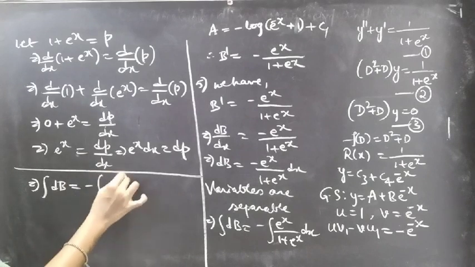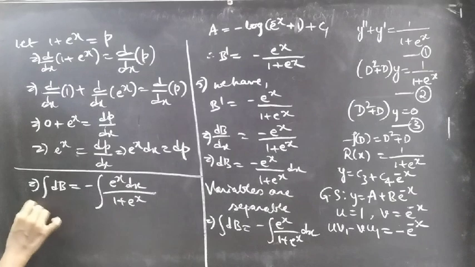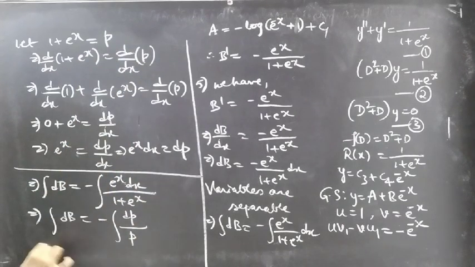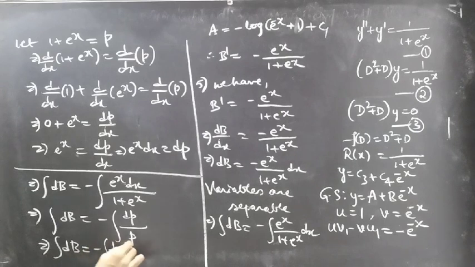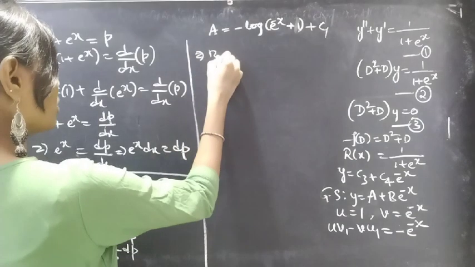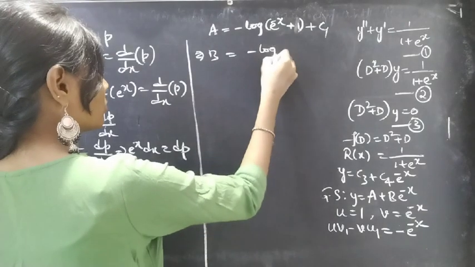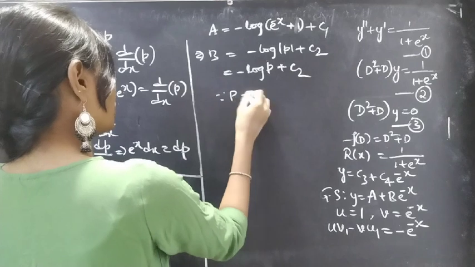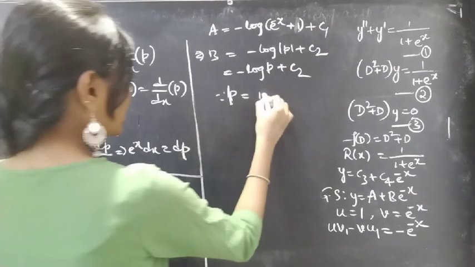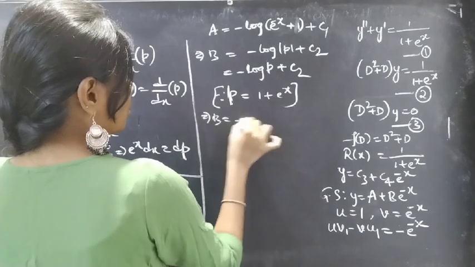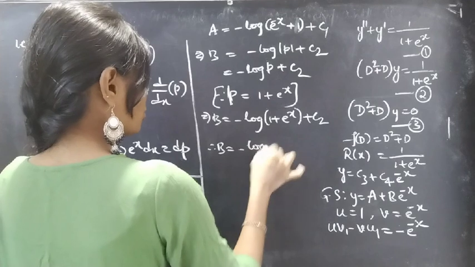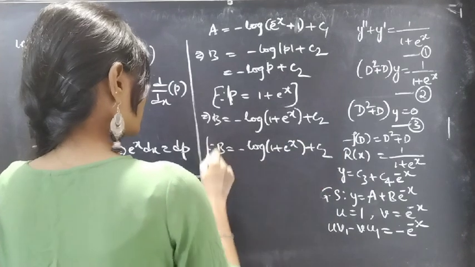integral dv equal to minus integral e power x dx by 1 plus e power x. Just replace the terms. Replace the numerator with dp and denominator with p. Or we can write it as integral dv equal to minus integral 1 by p dp, which gives us integral dv is b equal to minus integral 1 by p dp is log mod p plus some integral constant, say c2, or we can write it as log p plus c2, since p equal to 1 plus e power x, and this will get b equal to minus log of 1 plus e power x plus c2. Therefore b equal to minus log of 1 plus e power x plus c2.